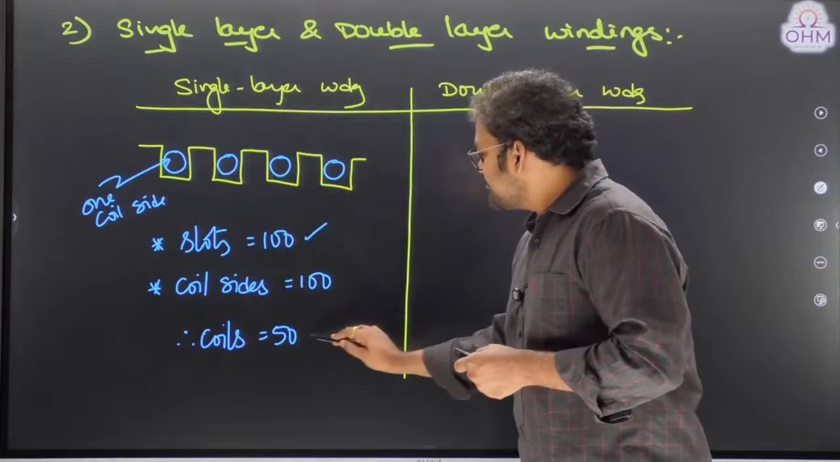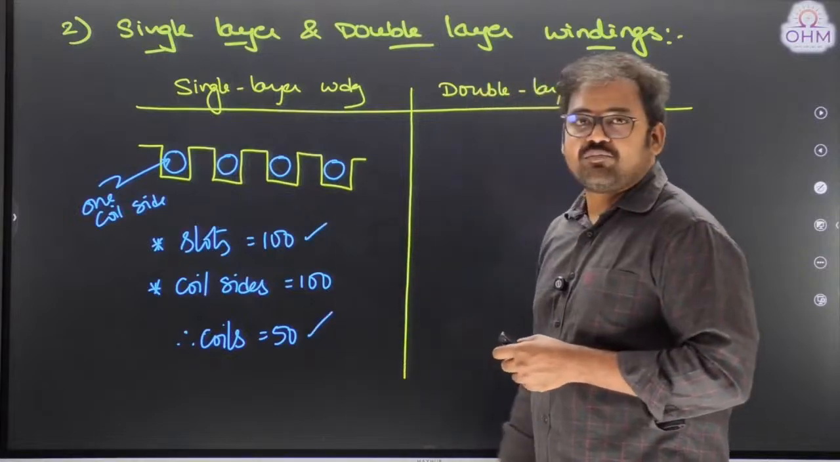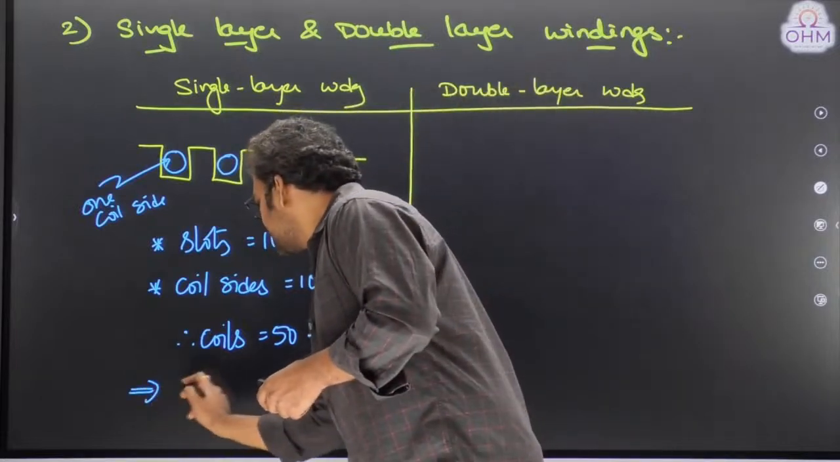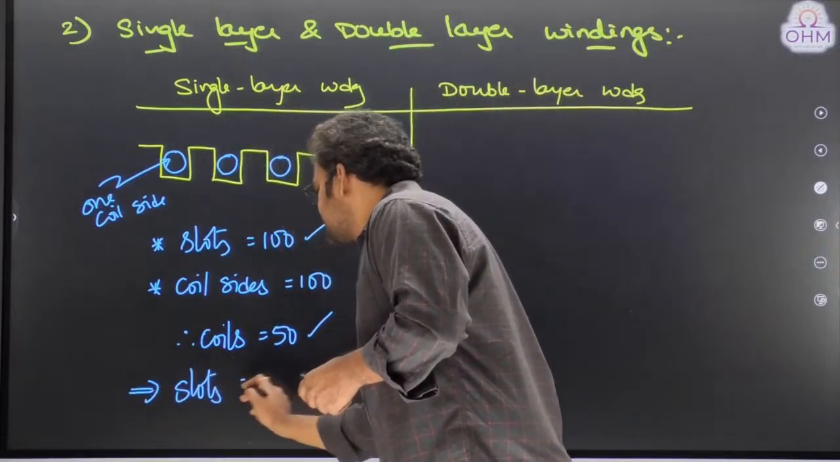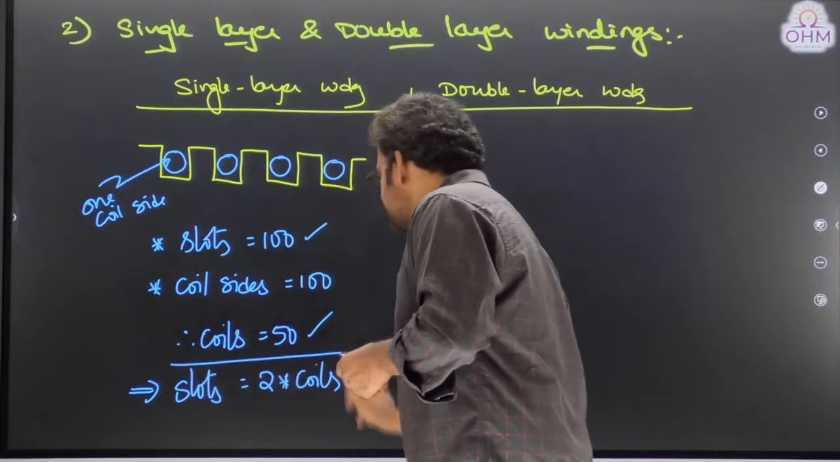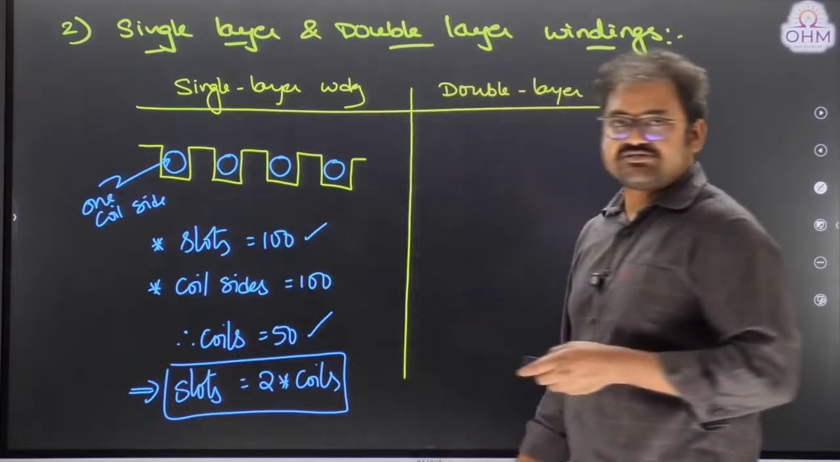Therefore, what is the relation between the number of slots and the number of coils? Yes, you can understand, the number of slots is equal to 2 times the number of coils.